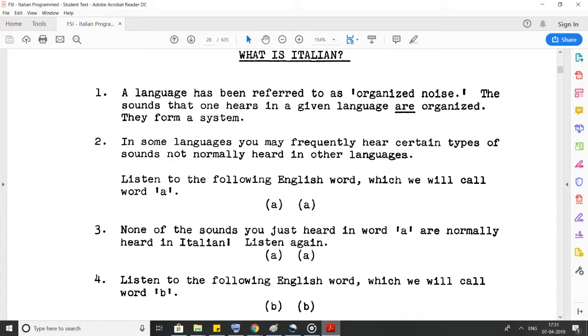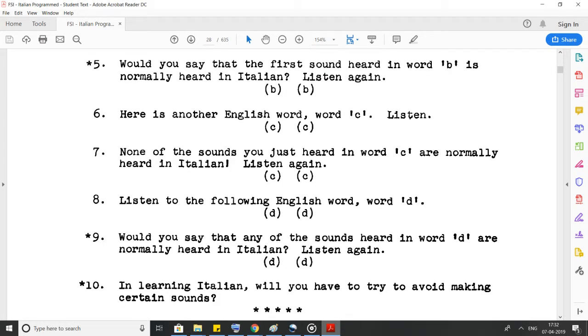Tick, tick. None of the sounds you just heard in word A are normally heard in Italian. Listen again. Tick, tick. Listen to the following English word, which we will call word B. Tip, tip. Frame 5. Would you say that the first sound heard in word B is normally heard in Italian? Listen again. Tip, tip. The answer is no.